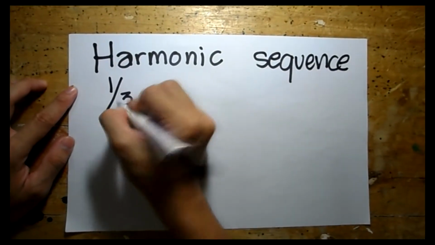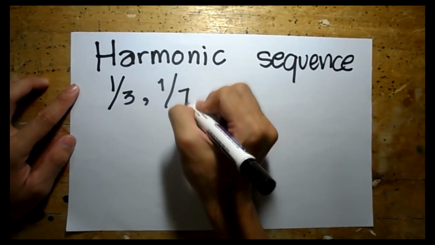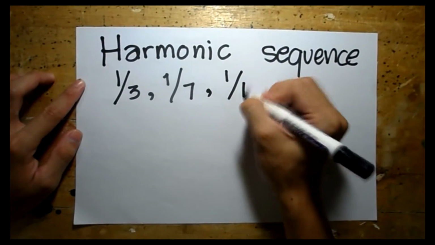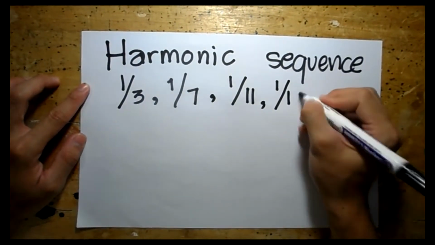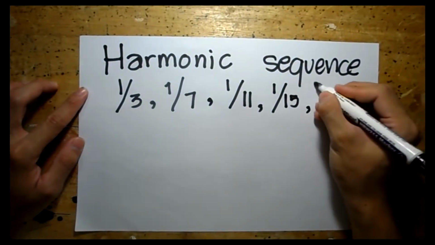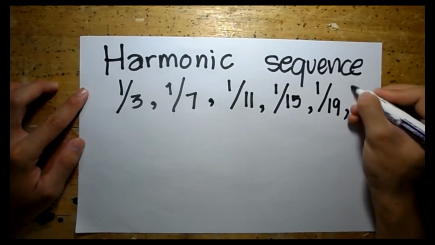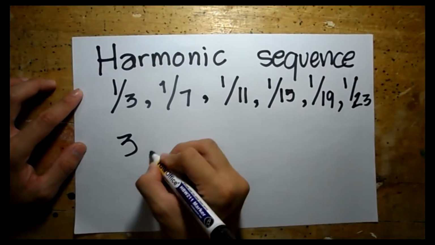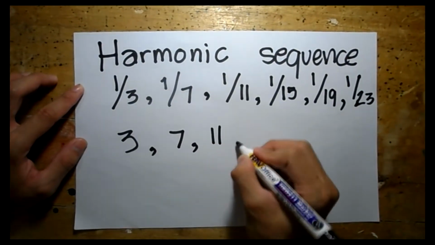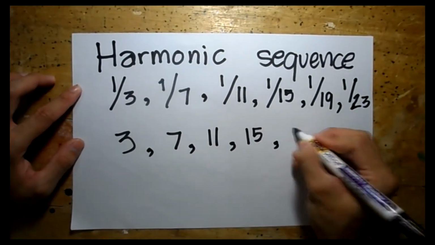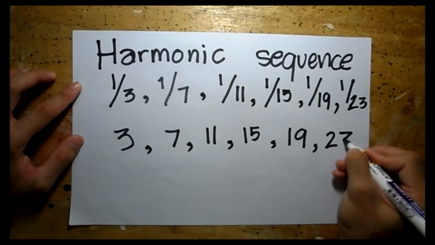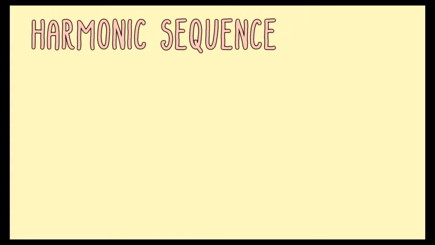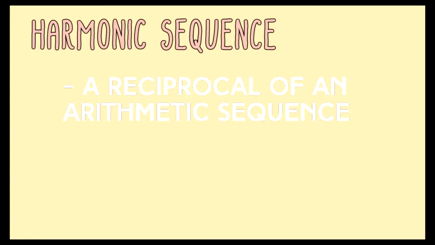One example of a harmonic sequence is the sequence 1 over 3, 1 over 7, 1 over 11, 1 over 15, 1 over 19, and 1 over 23. It is a harmonic sequence because its reciprocals 3, 7, 11, 15, 19, and 23 form an arithmetic sequence. For a simpler explanation, a harmonic sequence is the reciprocal of an arithmetic sequence.